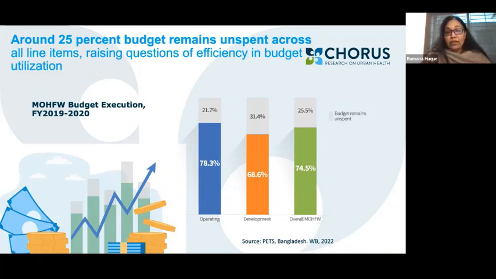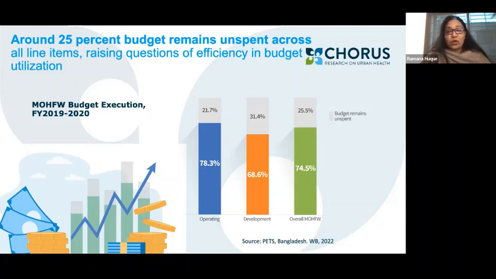So in 1 year, we found that 78% of the operating budget could be spent, where around 22% could not be spent for operating budget. And for development budget, the portion was slightly lower, around 67% of the development budget could be spent, whereas around 31% they could not spend the money.